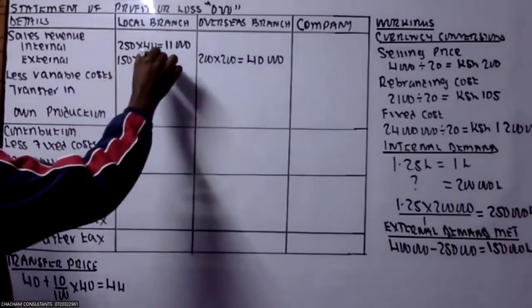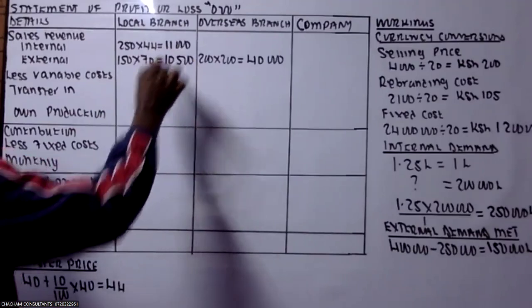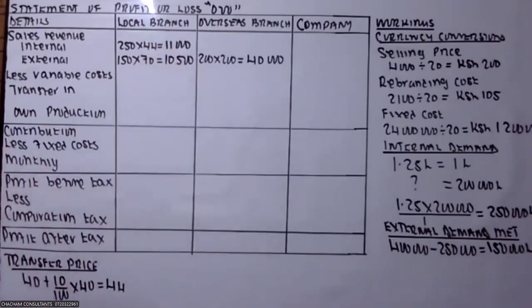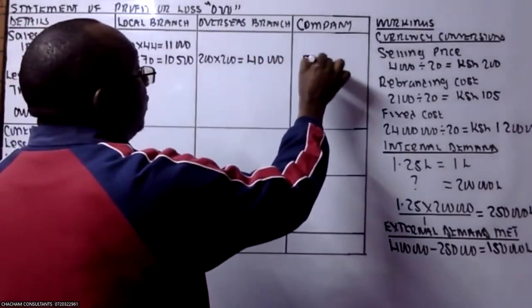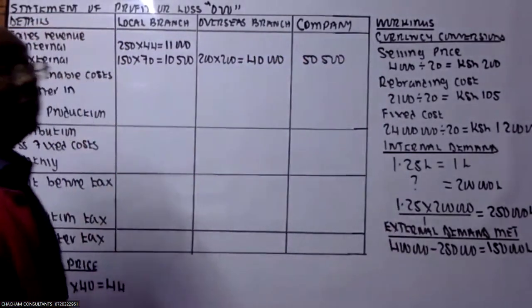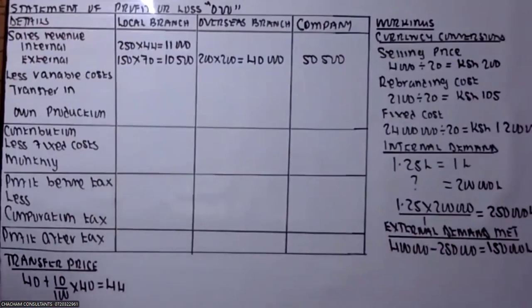$10,500. So 10,500 ukiongezea kwa hii itakuwa 50,500.